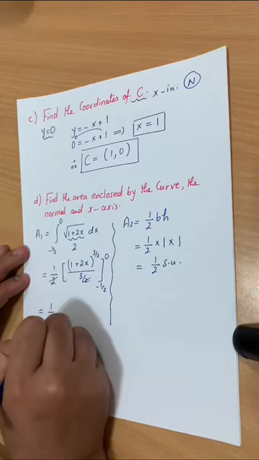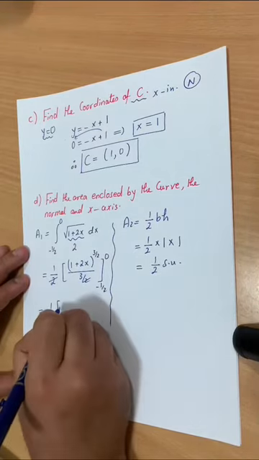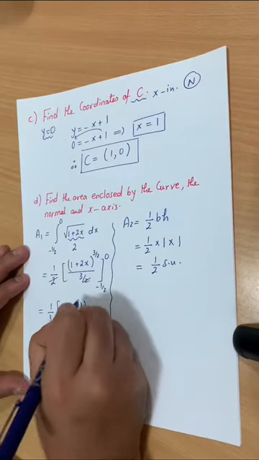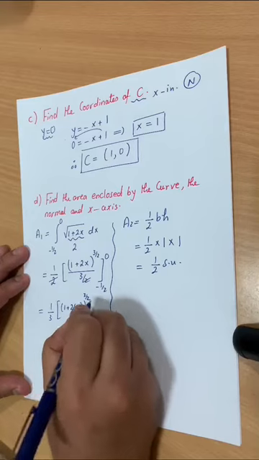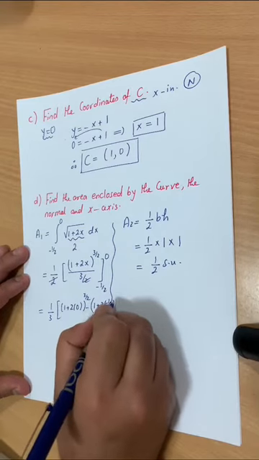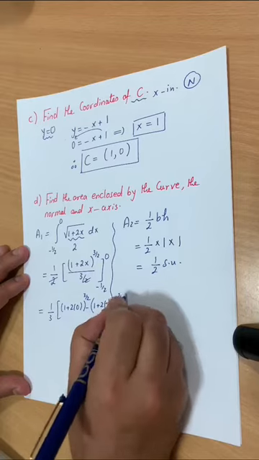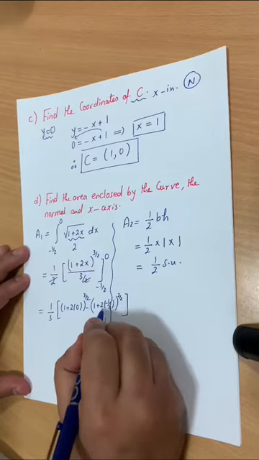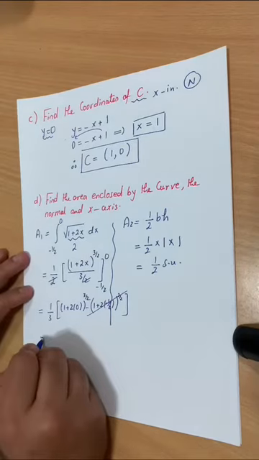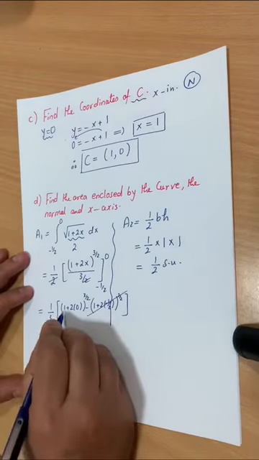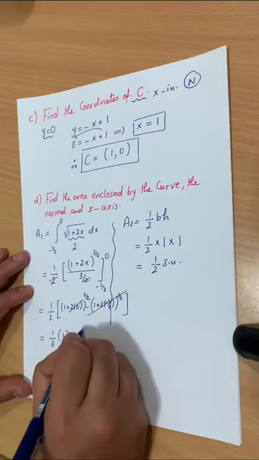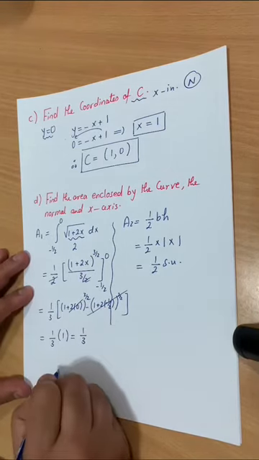1 over 3. Now let's replace 0 first. 1 plus 2 by 0, power of 3 over 2, minus replacing negative half, 1 plus 2 by negative half, all to the power of 3 over 2. This part is 0 because negative 1 plus 1 is 0. Now only one part left. 1 plus 2 by 0, to the power of 3 over 2, times 1 over 3 is equal to 1 over 3.